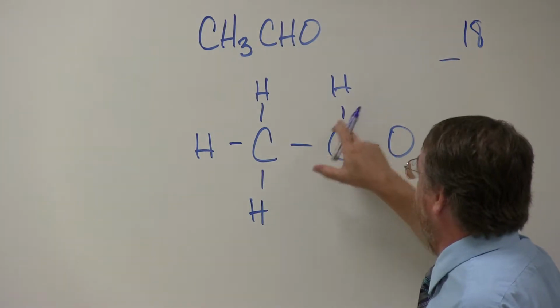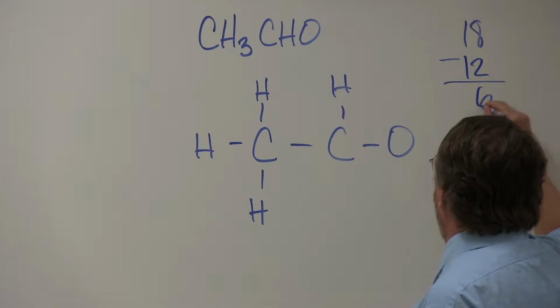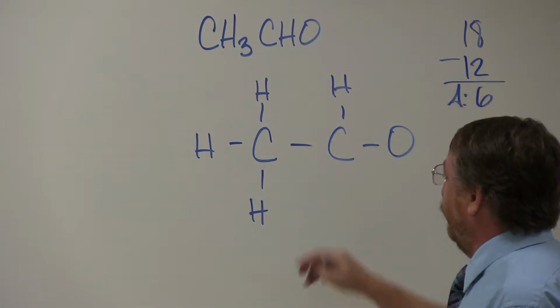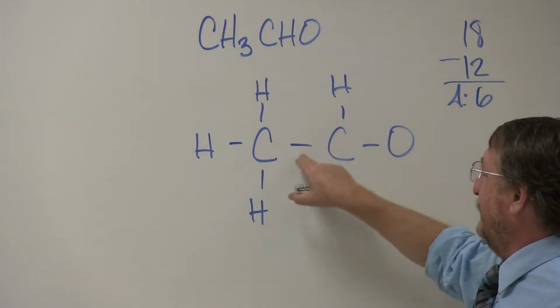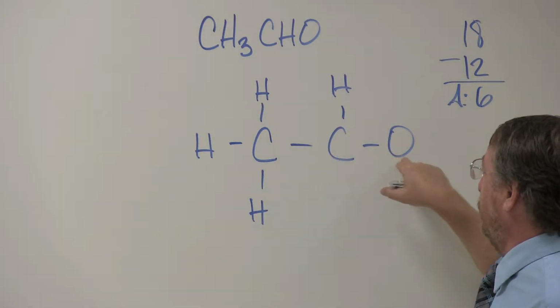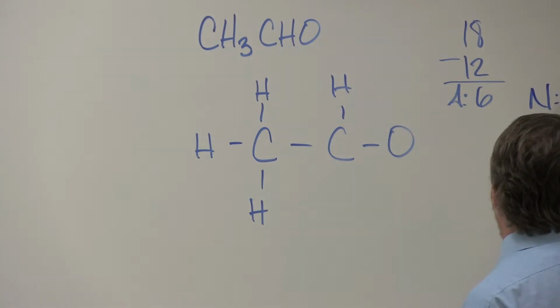I've already drawn 2, 4, 6, 8, 10, 12. So that means that I have 6 available to complete the octet. This carbon has an octet. This carbon has 6, it wants 2 more. This oxygen has 2, it wants 6 more. 6 plus 2 is 8.